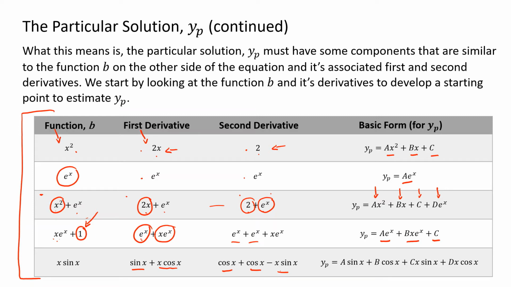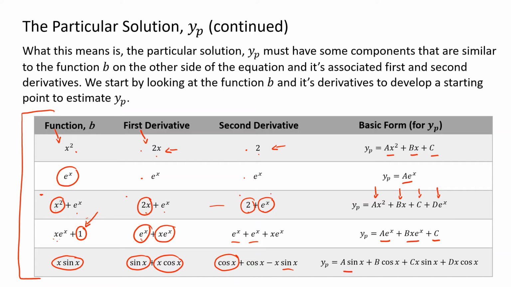So if you look here, we have 4 different terms. We have a sine of x term, a cosine of x term. We have x times sine of x, but we have it twice. Again, we only use it once. And we have an x times cosine of x. So we have 4 terms here, meaning we include all 4 of them in our basic form with constants.